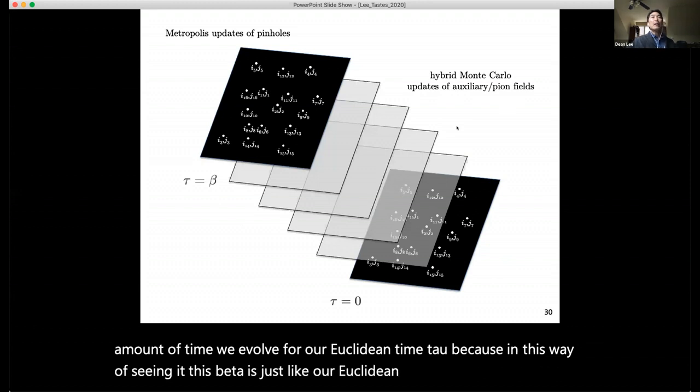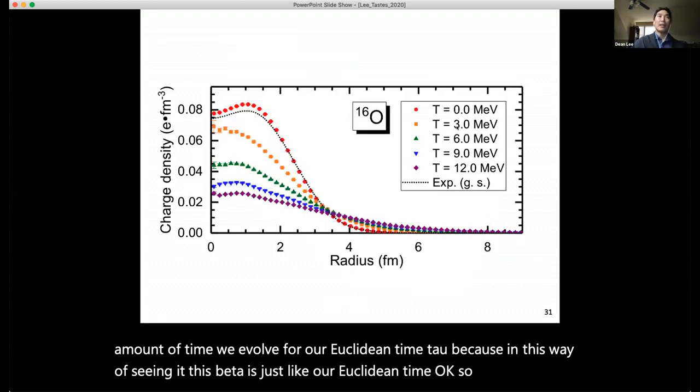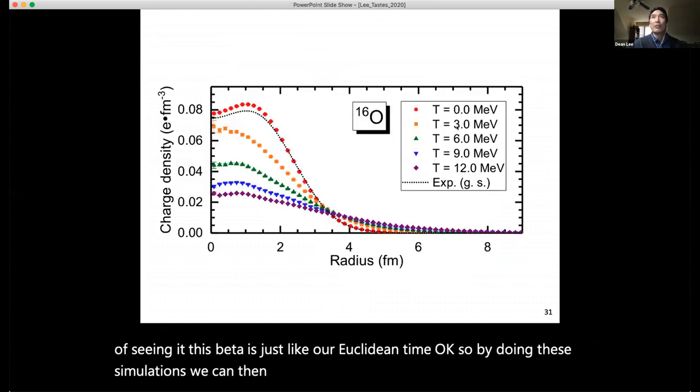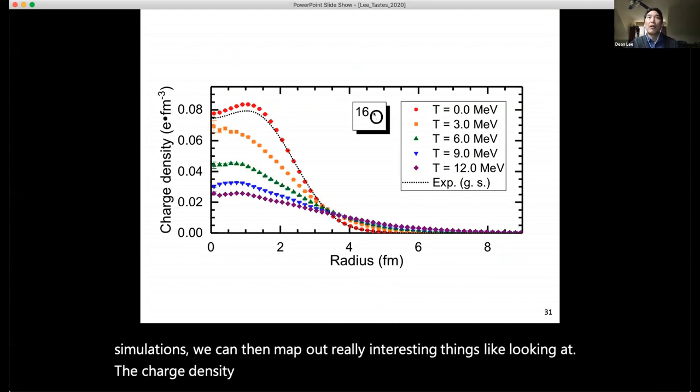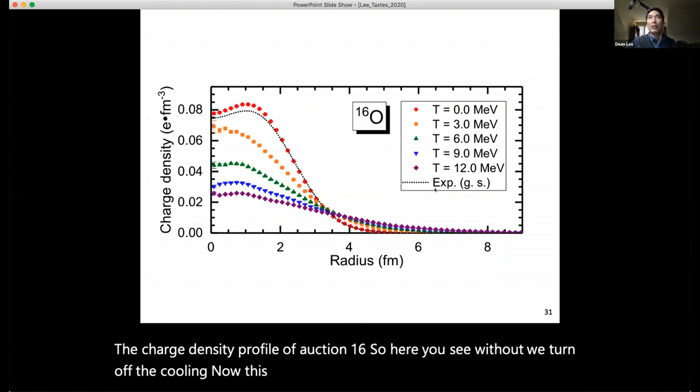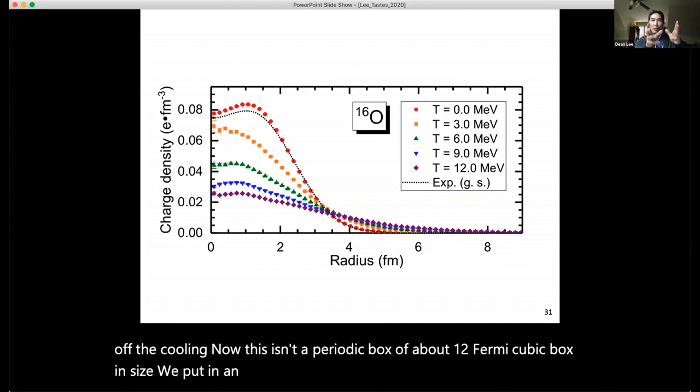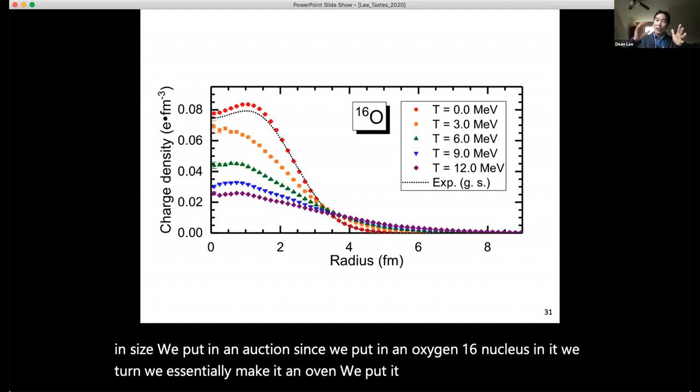Okay. So by doing these simulations, we can then map out really interesting things, like looking at the charge density profile of oxygen 16. Here you see, we turned off the Coulomb now. This is in a periodic box of about 12 Fermi cubic box in size. We put an oxygen 16 nucleus in it. We essentially make it an oven. We put it in the box. We turn on the temperature and see what happens.